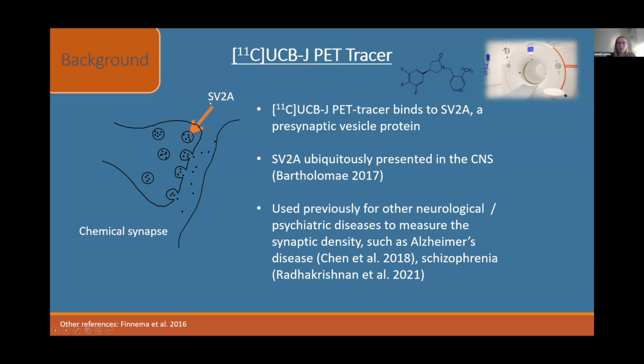And this isoform, SV2A especially, is very valuable to quantify synapses because it is ubiquitously present throughout the whole adult CNS. And this method, UCB-J PET imaging, has already been shown to be valuable for the investigation of other diseases. Just to name some, in Alzheimer's, schizophrenia, or Parkinson's, they could already visualize synaptic loss with this tracer.